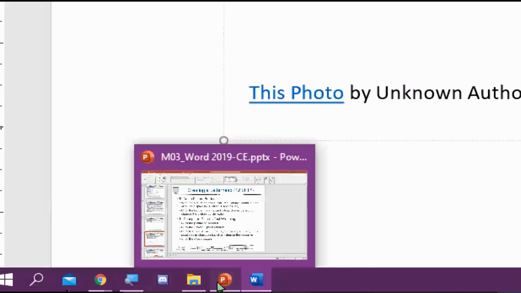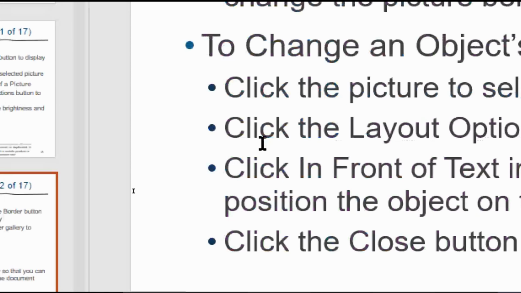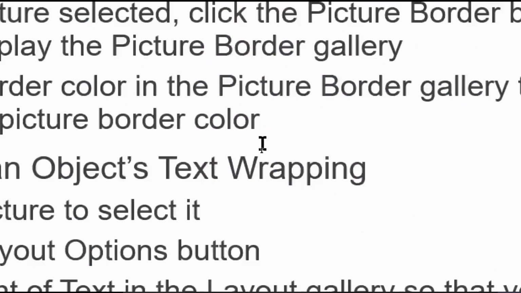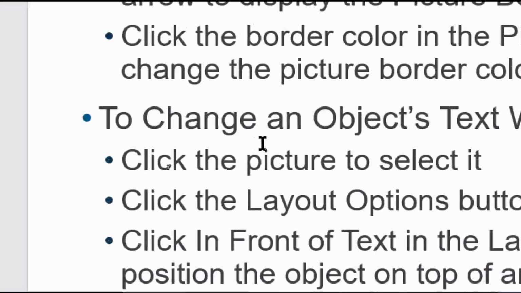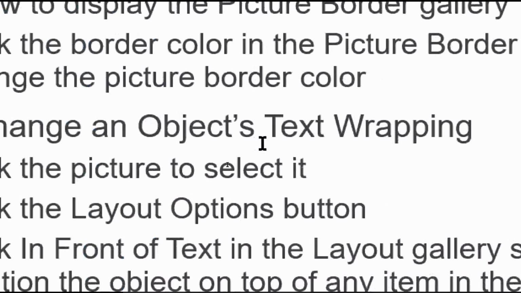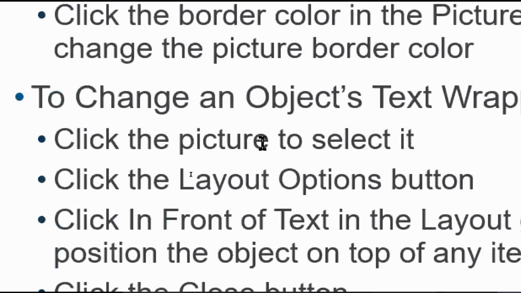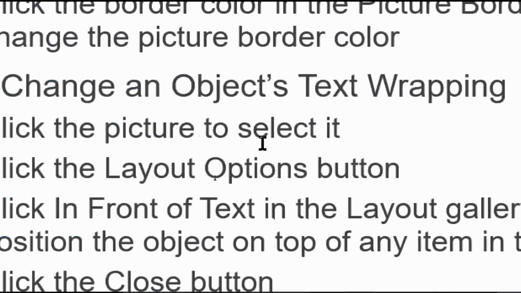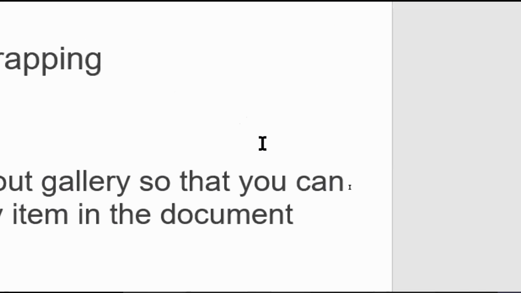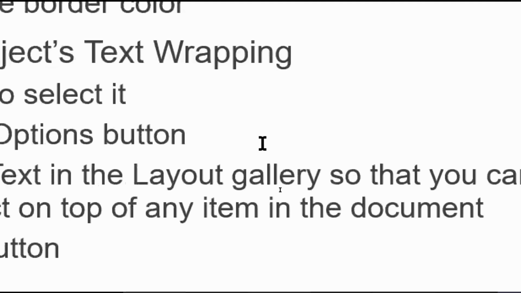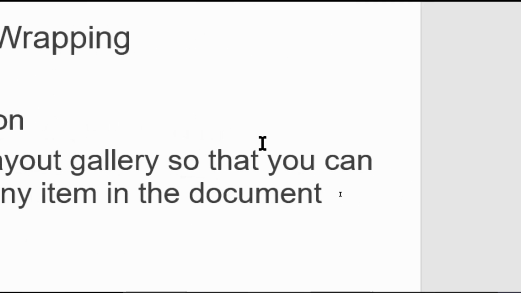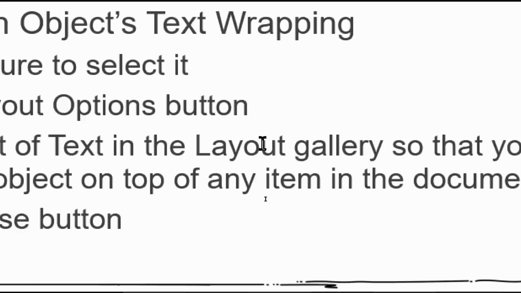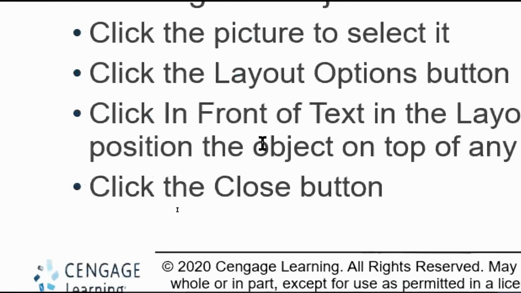So to change an object's text wrapping, we want to click the picture to select it. We've already done that. Click the layout options button and click in front of text in the layout gallery so that you can position the object on top of any item in the document. And then we click the close button.